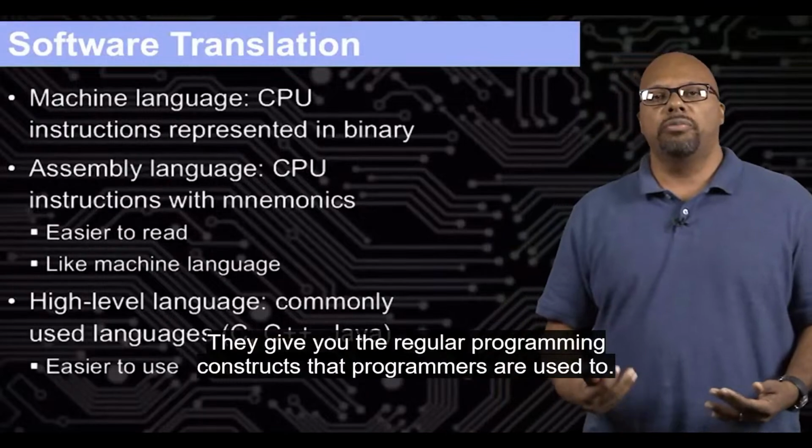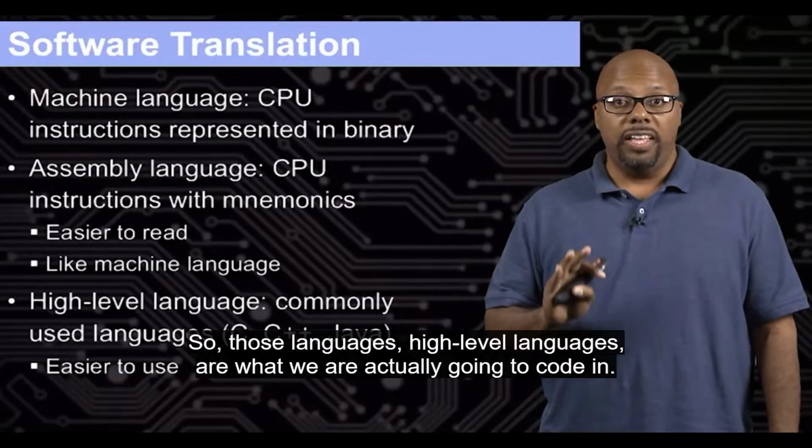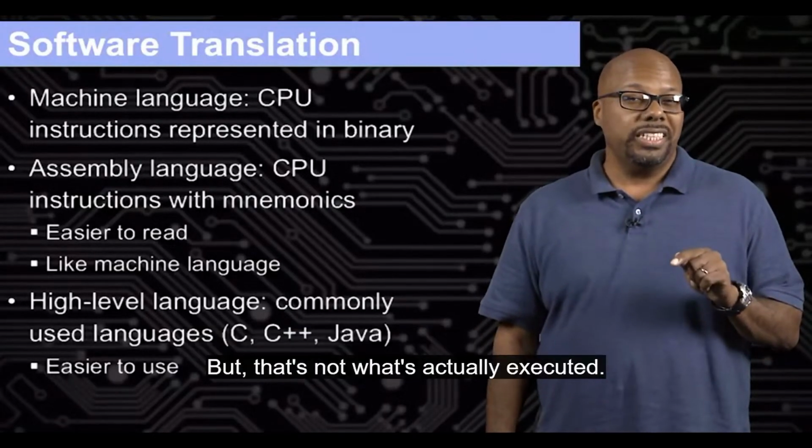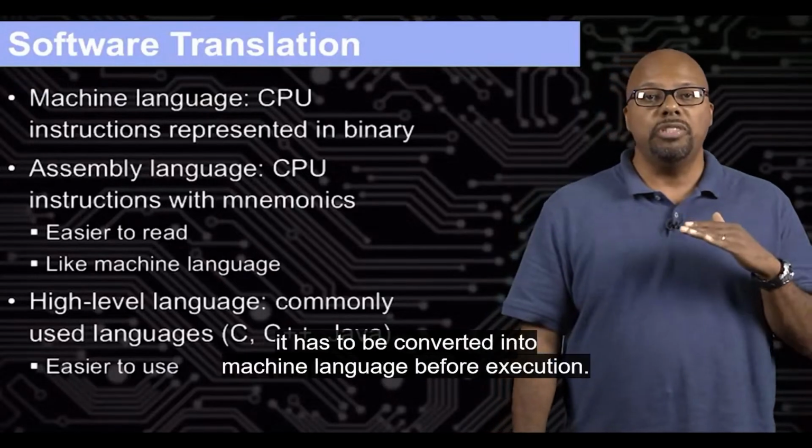So these are much easier to use. They give you the regular programming constructs that programmers are used to: loop constructs, variables, structures, objects, things like this. So those high-level languages are what we're actually going to code in. But that's not what's actually executed. The machine language is what's actually executed. So this high-level language that you write in has to be converted into machine language before execution.